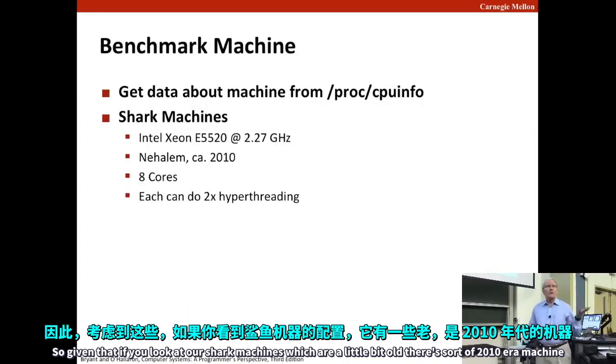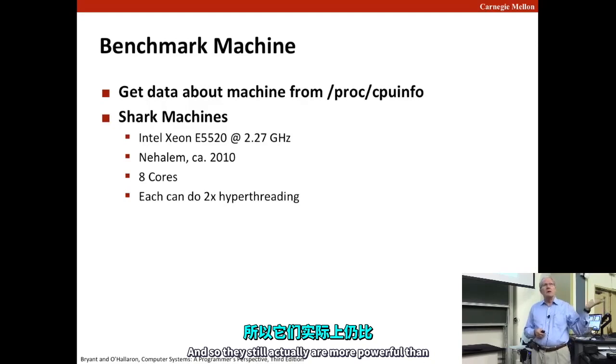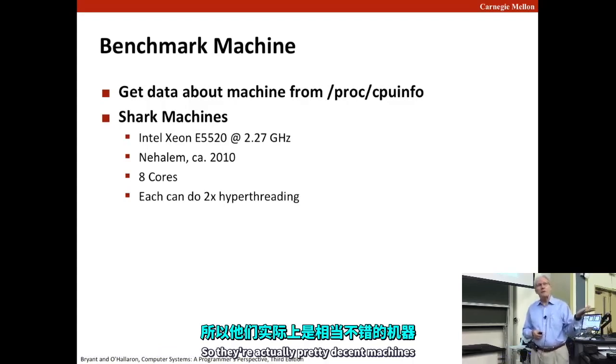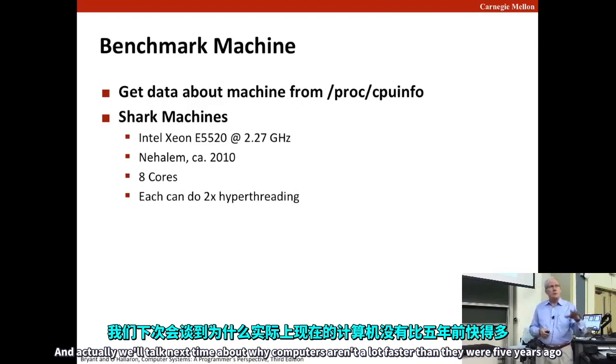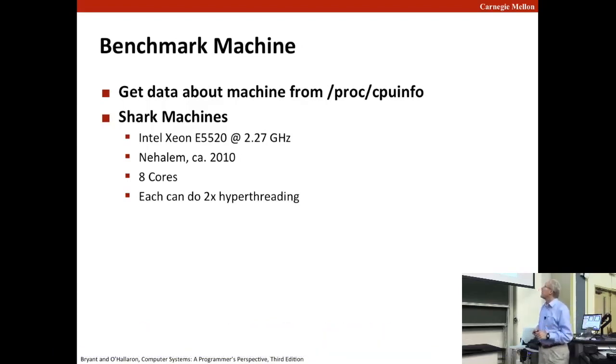So given that, if you look at our Shark machines, which are a little bit old, they're sort of 2010-era machines, but they were high-end machines in their day, and so they still actually are more powerful than what you'd buy as, say, a desktop, and way more powerful than a laptop that you'd get today. So they're actually pretty decent machines. And actually, we'll talk next time about why computers aren't a lot faster than they were 5 years ago. That's actually an interesting technology thing.